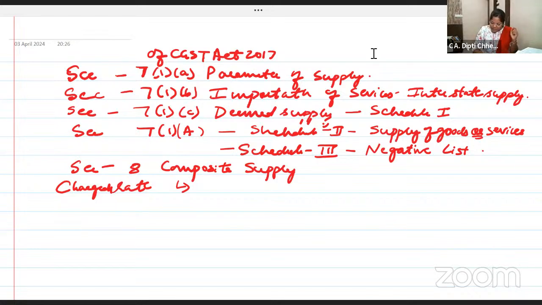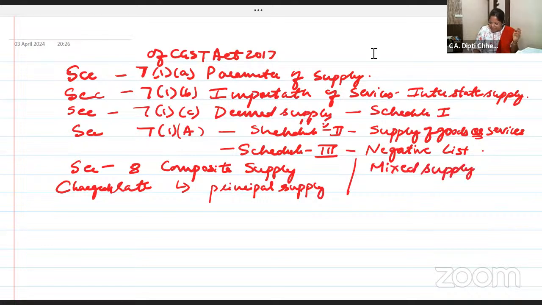Chargeable rate. What is that in the composite supply? Principal supply. That's mobile phone and battery. Next is mixed supply. These are items which are sold separately also and as in hamper also, then you have to charge the GST at the highest rate.